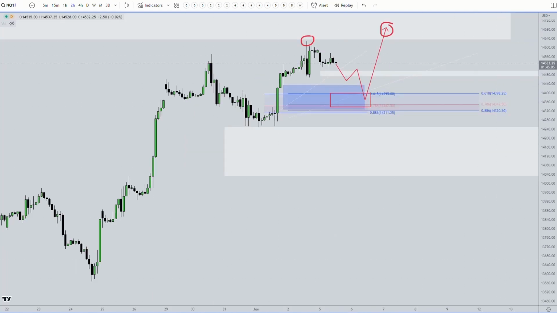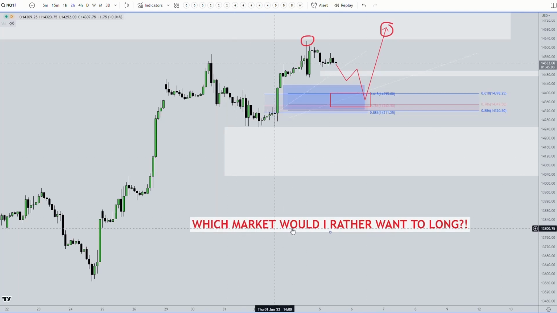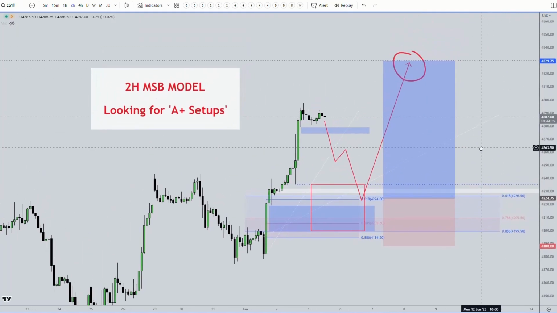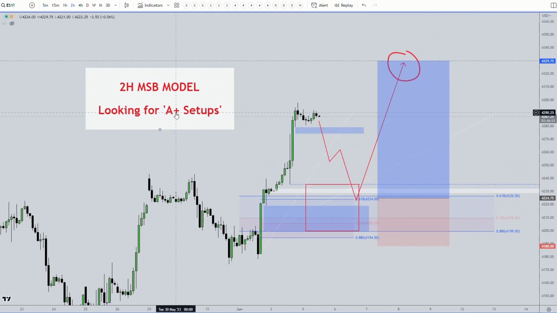Comparing our two markets and asking the question, which market would I rather want to long, the Nasdaq here or rather the S&P 500? Personally, I think my A+ setup for the moment would rather be found on the S&P 500, given we make it down into this discount area and our target box as outlined.